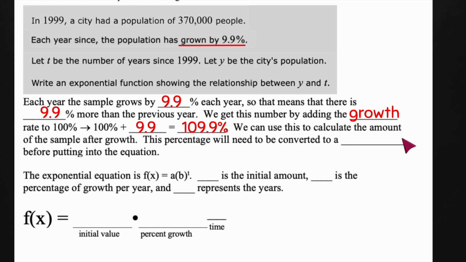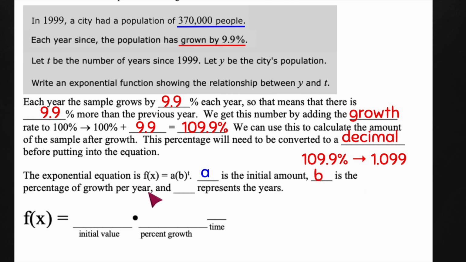So we can use this to calculate the amount after growth. The percentage will need to be converted to a decimal. Again, don't forget to convert it to a decimal when you put it into your formula, because otherwise, again, multiplication errors. If you're multiplying by 109.9, that's different than multiplying by 1.099. So the exponential function, we still have the same thing where a is our initial value, b is the percent of growth per year, and t still represents time. So it's either going to be the percent of growth per year or the amount remaining per year if it's a decay.